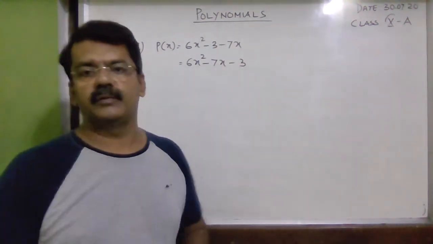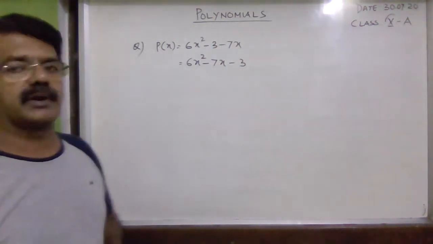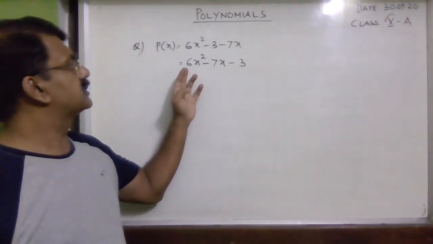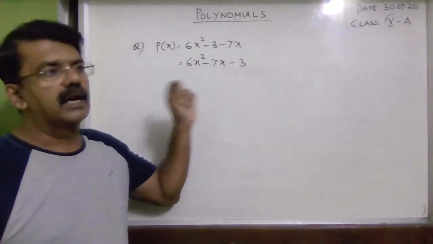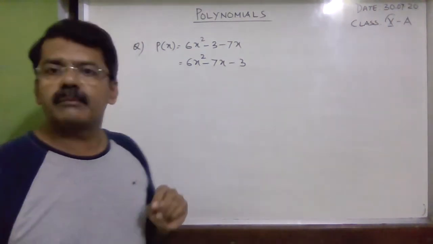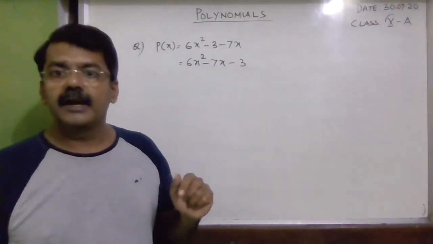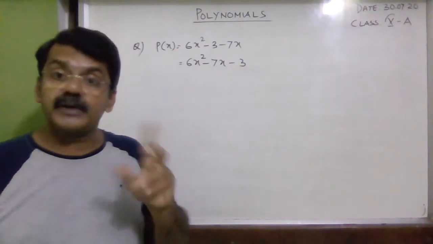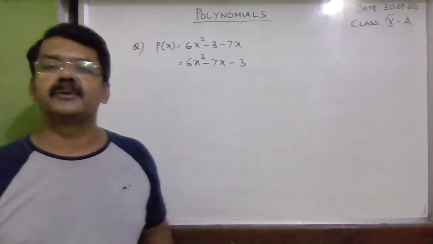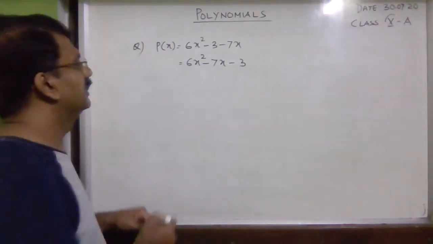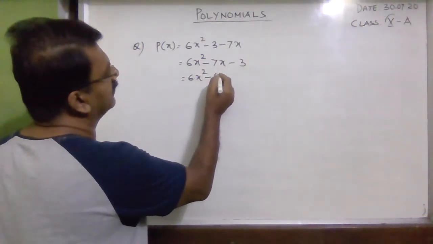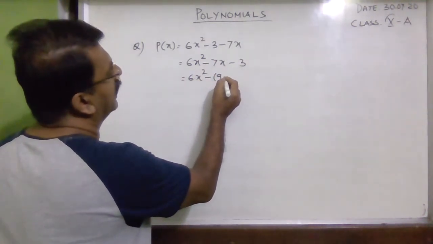So once again, we have to factorize this quadratic polynomial by splitting the middle term. So 6 into 3, 18. Now you have to think of two numbers that, when multiplied, give you 18. But as there is a negative sign here, their difference must be 7. So you know it is 9 and 2, because 9 into 2 is 18 and 9 minus 2 is 7.